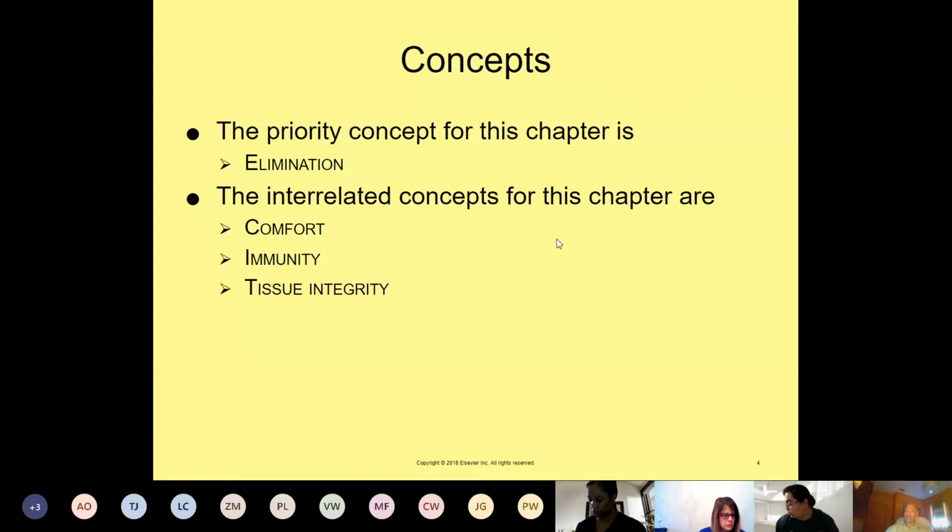And of course, these are some priority concepts for this chapter. Elimination, which is very obvious. That's what the urinary system does. It eliminates urine, which is a form of waste product. The interrelated concepts for this chapter: comfort, immunity, as well as tissue integrity.